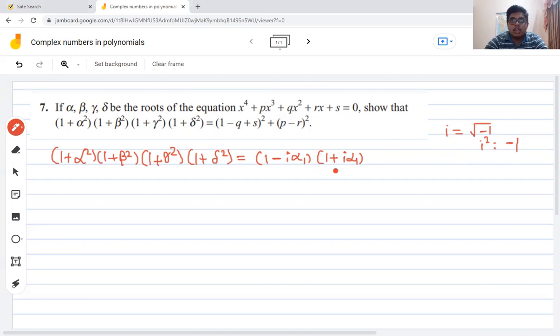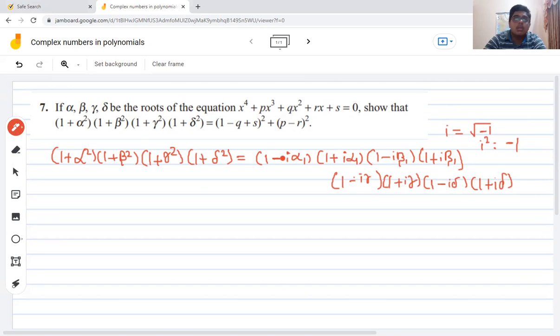So we can write it like this: (1 - i alpha)(1 + i alpha). Once you apply the identity (a - b)(a + b) = a^2 - b^2, you're going to get 1 + alpha^2. So we continue with this: (1 - i beta)(1 + i beta), (1 - i gamma)(1 + i gamma), and (1 - i delta)(1 + i delta). I will tell you why I'm doing this in a bit.